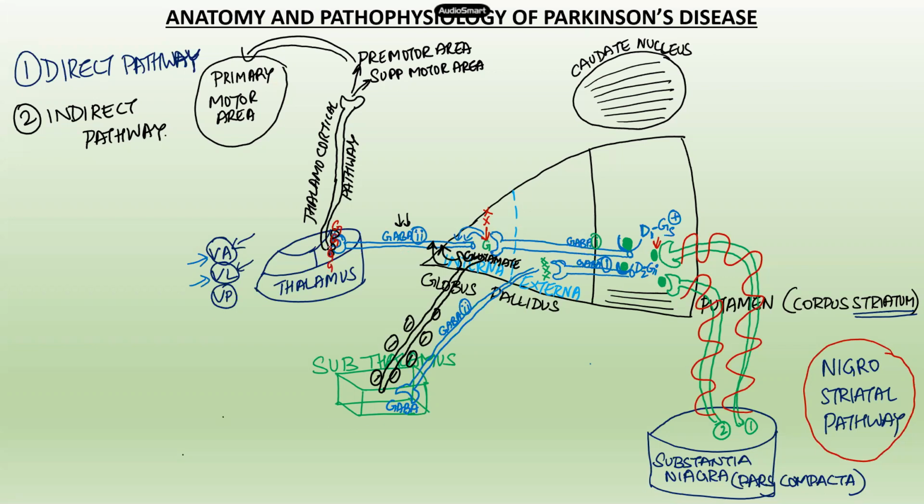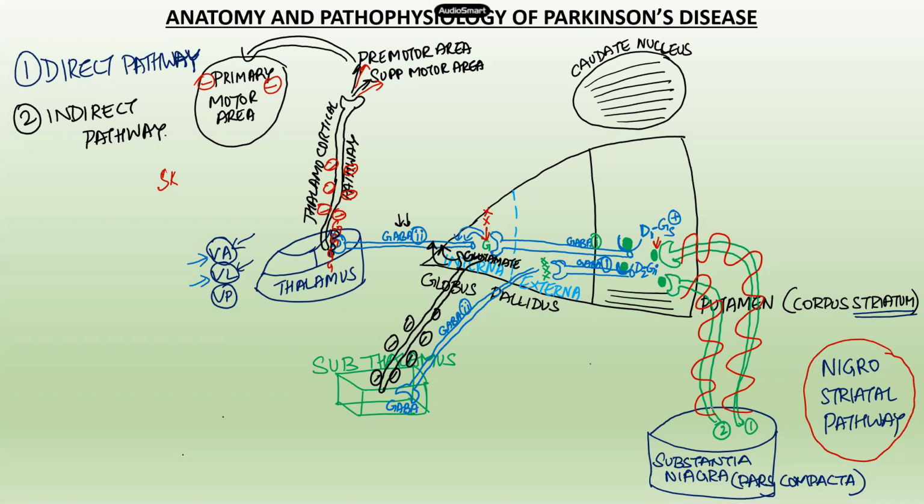And if GABA is released at this level, it will inhibit the excitatory neuron. And if it inhibits the excitatory neuron, impulses cannot travel towards the supplementary motor area and the premotor area, exciting them. And if these don't get excited, the primary motor area doesn't get excited, and skeletal muscle movements do not occur. So that is what happens when dopamine neuron number 1 is inhibited. Now, what happens when dopamine neuron number 2 is inhibited? Let us take a look.